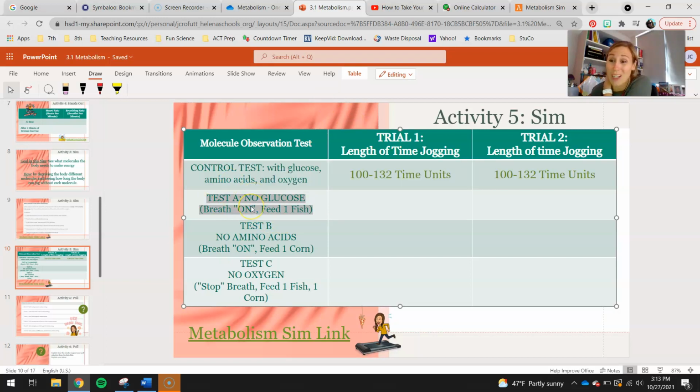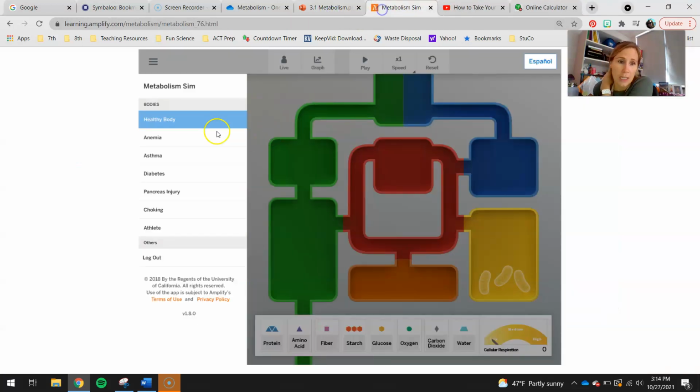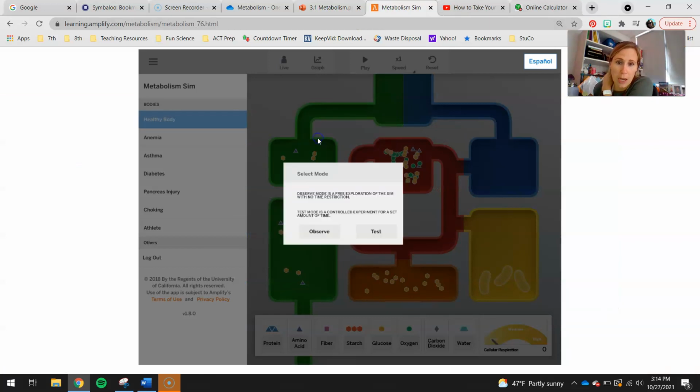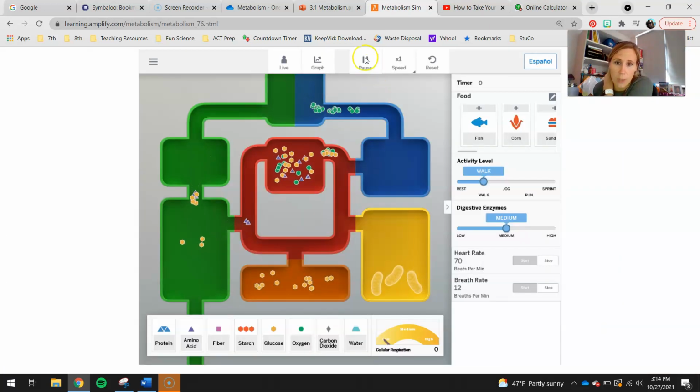Okay, let's do test A together. So in test A, we're going to deprive the body of glucose. We will not have any sugars or starches of any kind in our diet, and we're going to see how long our body can jog for. So again, we're going to go to healthy body. We're going to go to observe. We're going to pause it. We're going to set our activity level to jog.